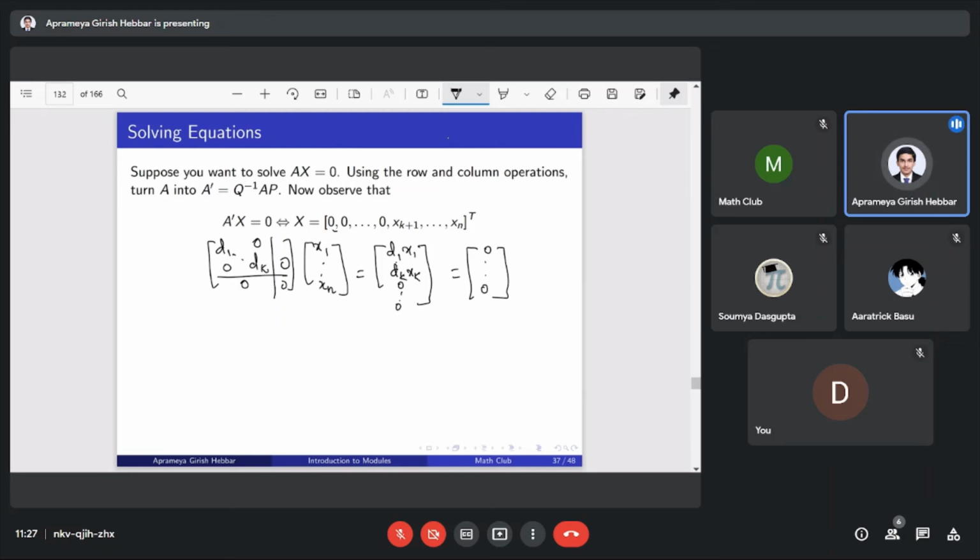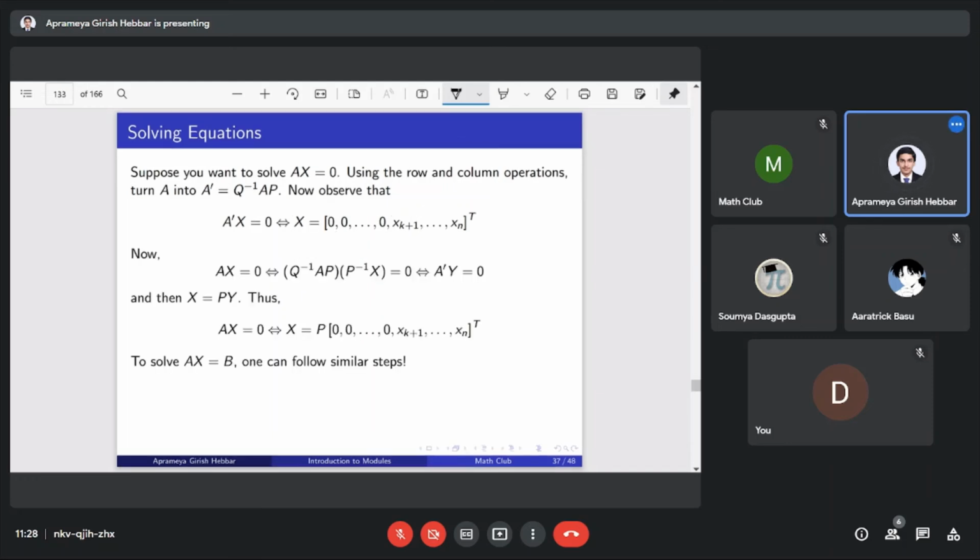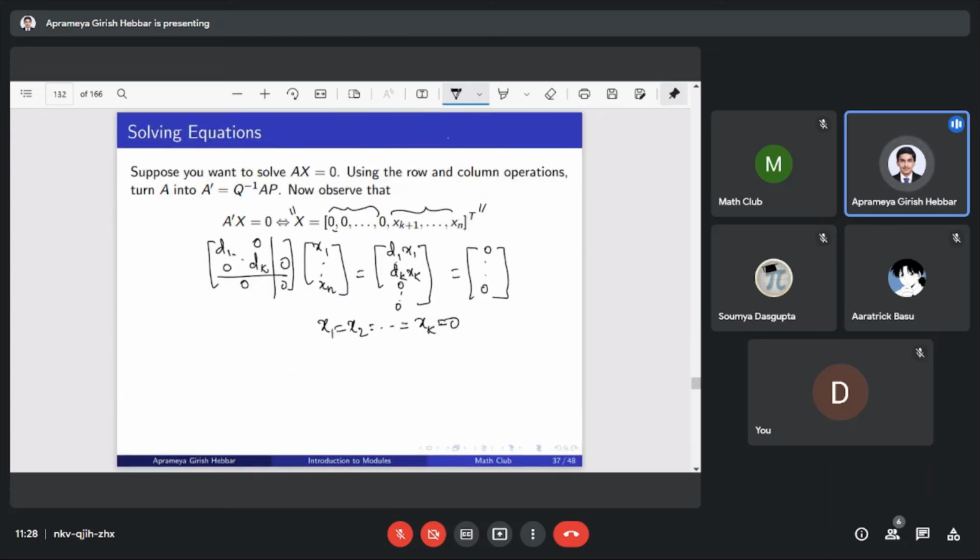That means that each of x1 up to xk should be 0, and the rest after k plus 1 can be anything. So this gives you x where the first k entries are 0 and the rest can be anything, right? So once you solve it for a simpler matrix, you can find a solution for the general matrix.